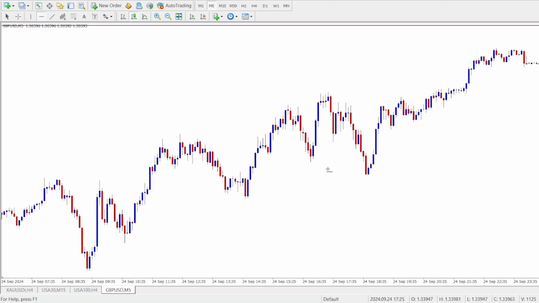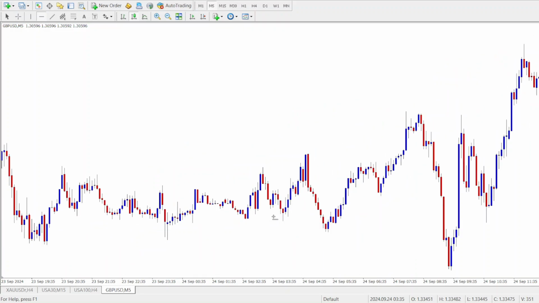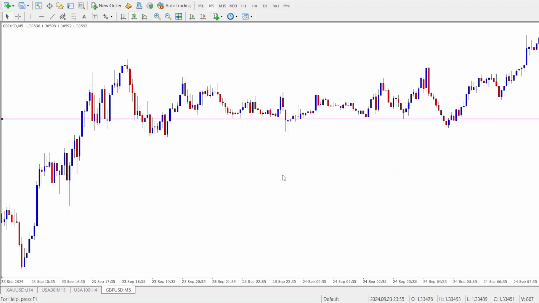Now we can see that there is a support level here. There were multiple rejections, one here, another here, another here, another here. So when you have multiple rejections to the upside, that forms a support, okay?